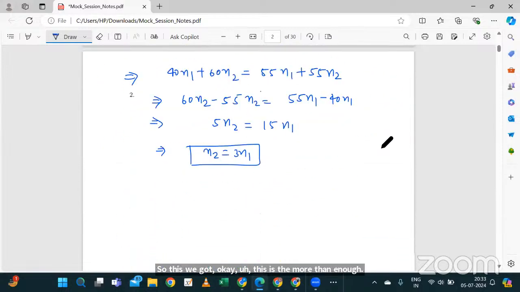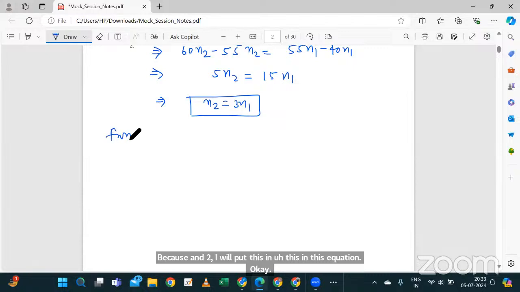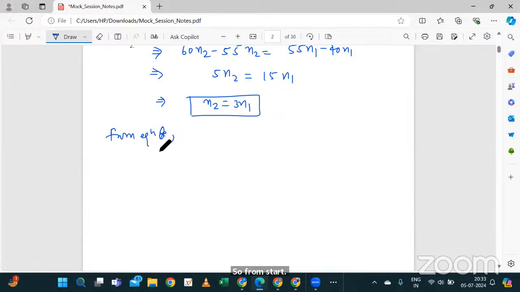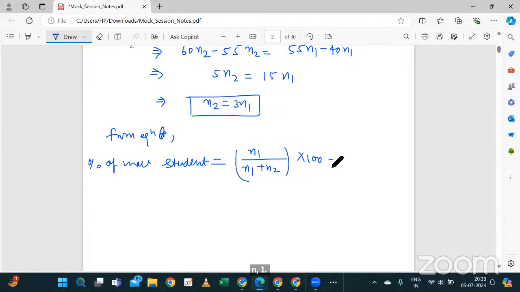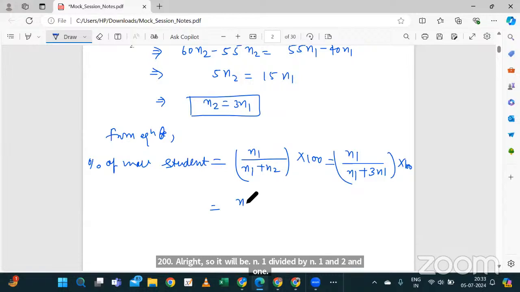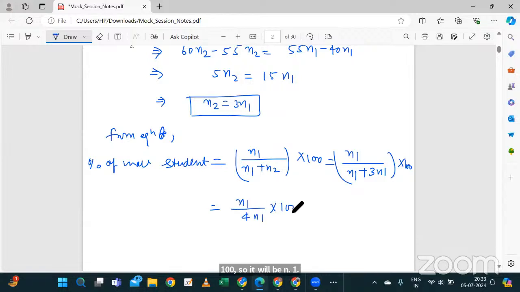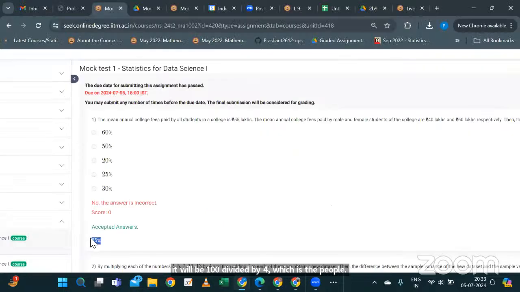So from equation star, what will we get? The percentage of male students. The percentage of male students will be n1 divided by n1 plus n2, into 100. N2 is 3n1, so it will be n1 divided by 4n1, into 100. N1 will get cancelled out. So it will be 100 divided by 4, which is nothing but 25%. So you can say 25% is the correct answer.